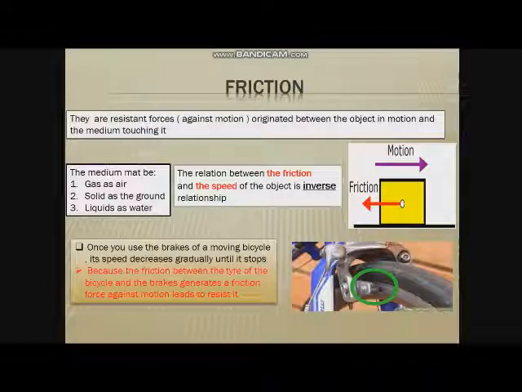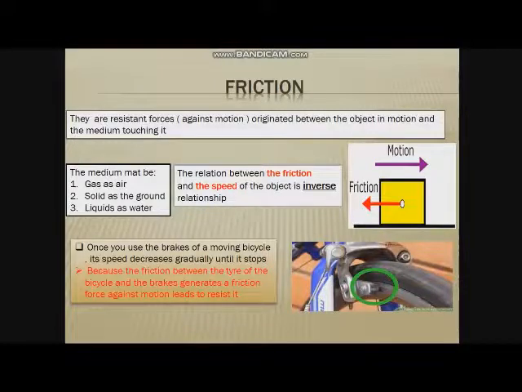Now, the relation between the friction force and the speed of the object is an inverse relation. What's meant by the inverse relation? By increasing the speed of the object, the friction force decreases.